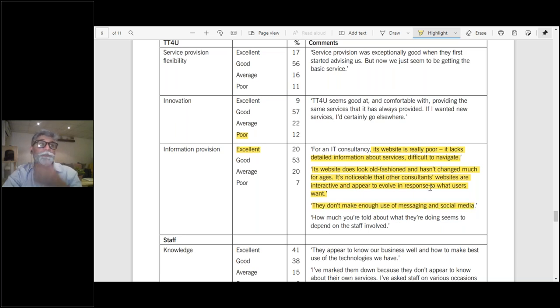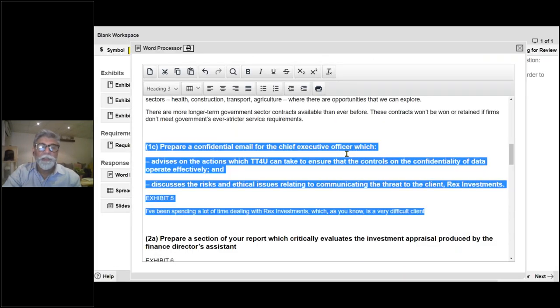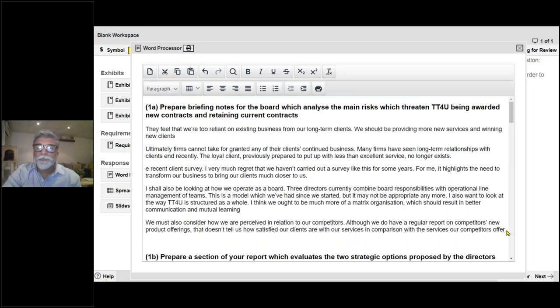Okay, interesting. Website is outdated. Is that a risk? I don't know. I guess so. Website is outdated, old fashioned. I think that's a risk, right? It can create a bad image or reputation. Control C. I'll just copy it. I'll take it to the risks and then I will decide later on what to do with this.